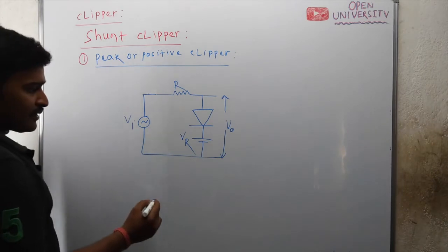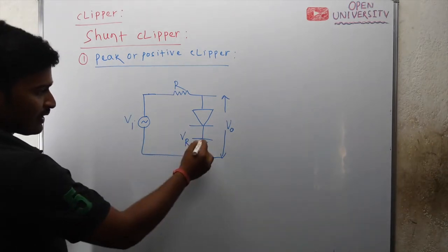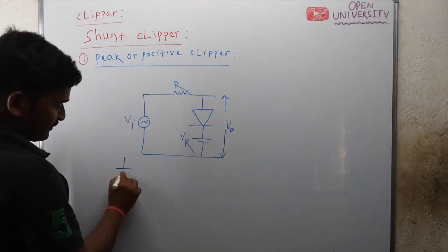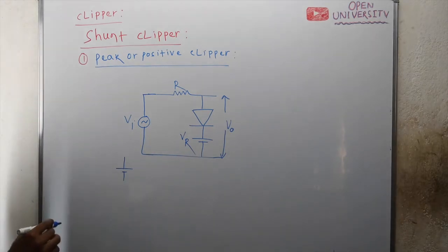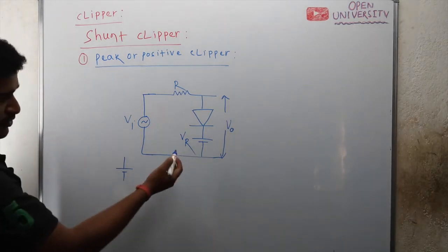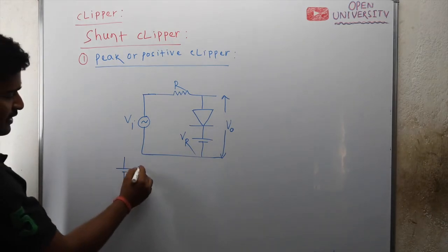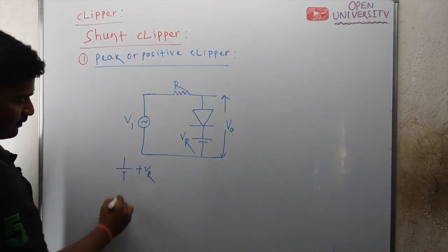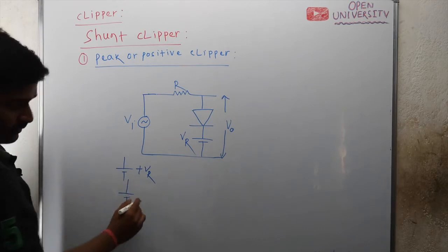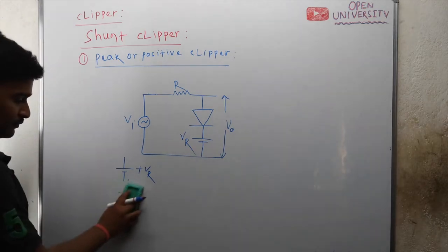This is called VR. We show VR like this, and this VR can be positive, negative, or even zero. If this is plus VR, then this will be minus VR. We know that.